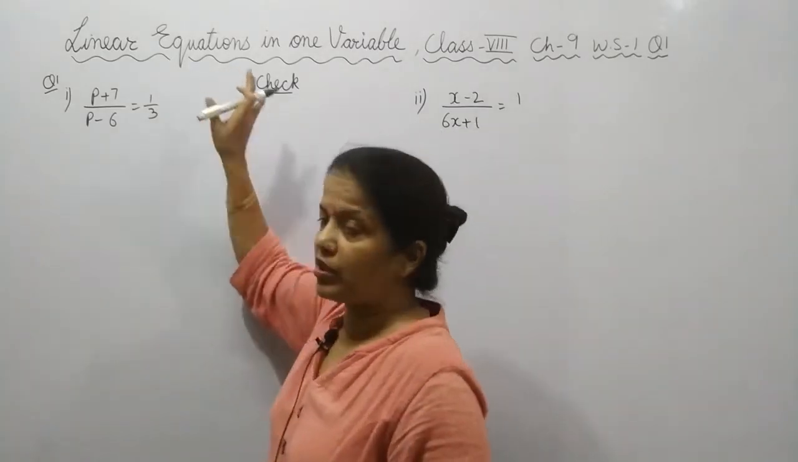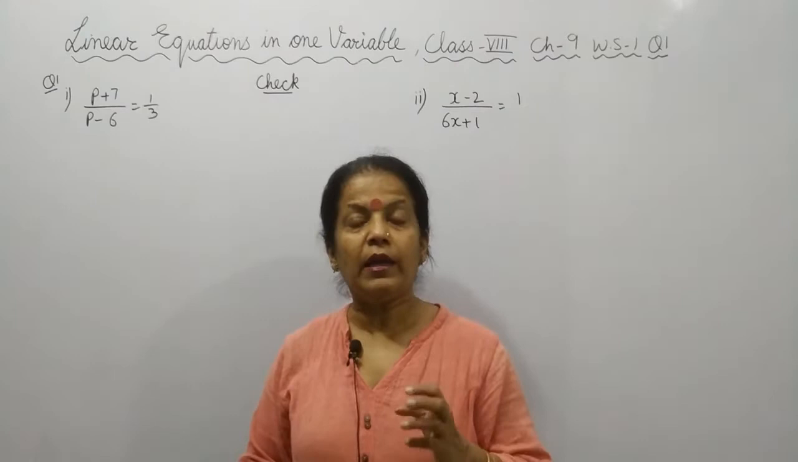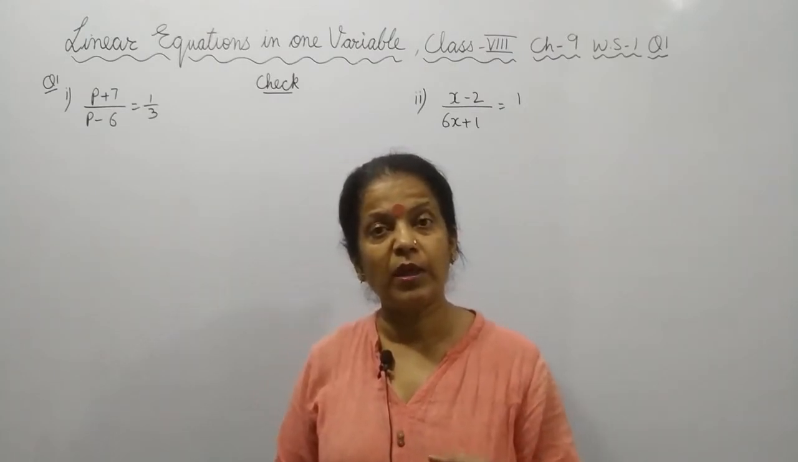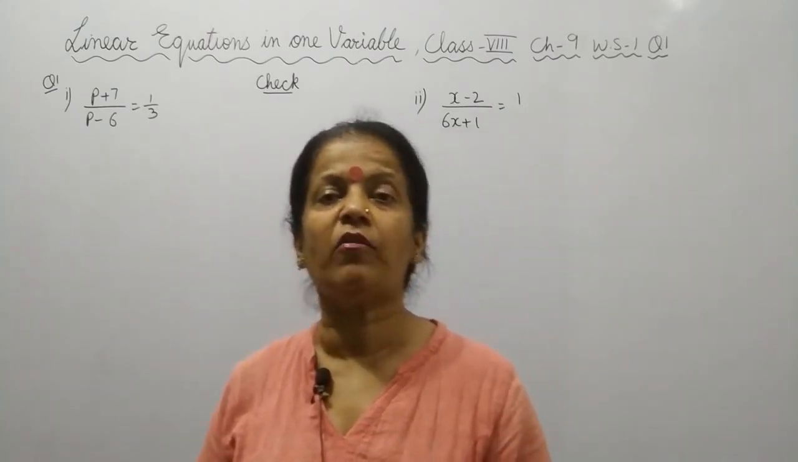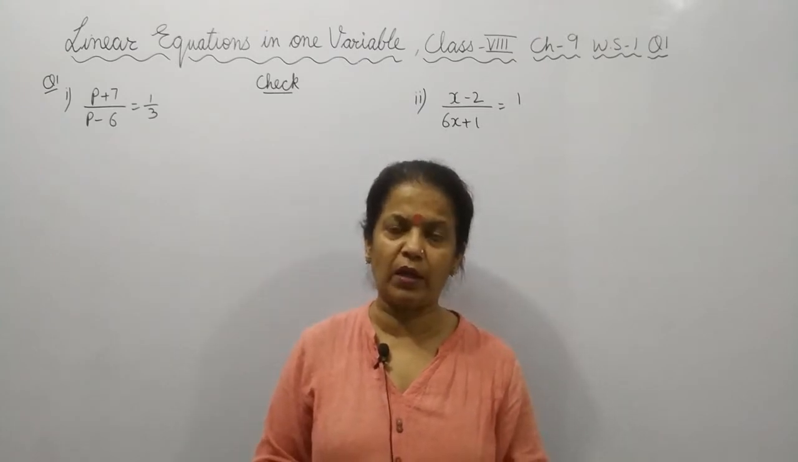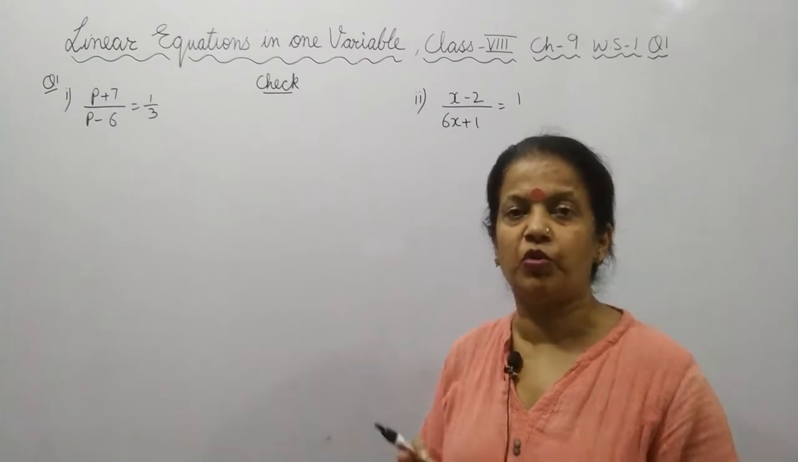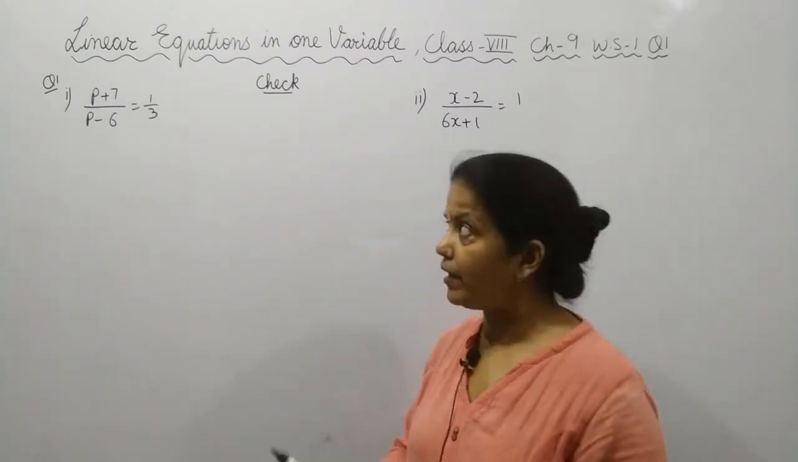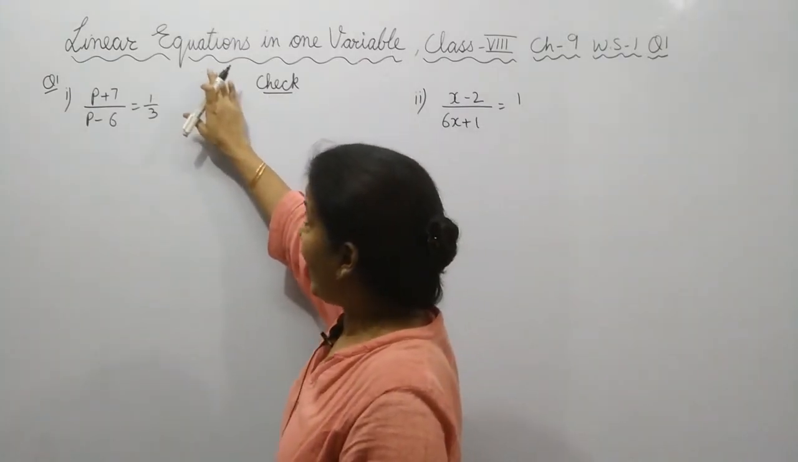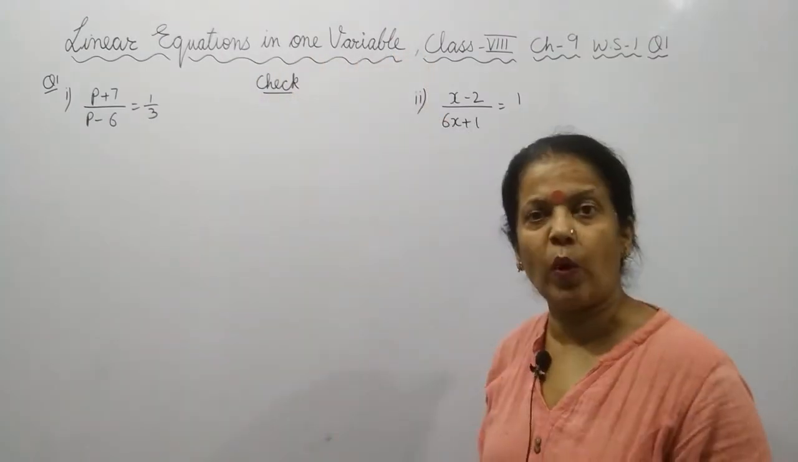And linear equation is also written over here. Linear equation means the degree of the variable should be 1. The highest power of a variable should be 1. So that is called a linear equation in one variable.